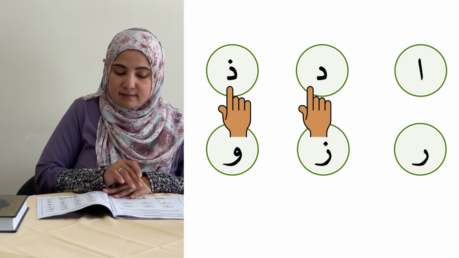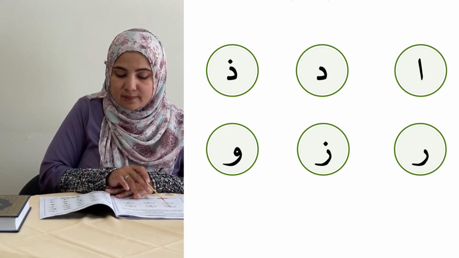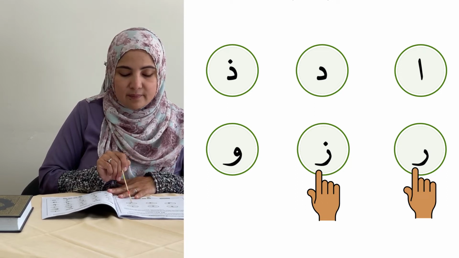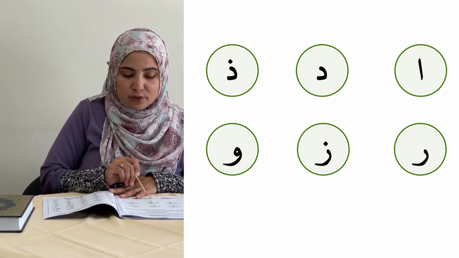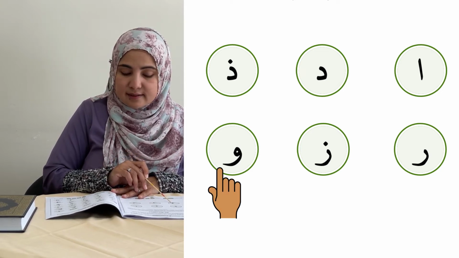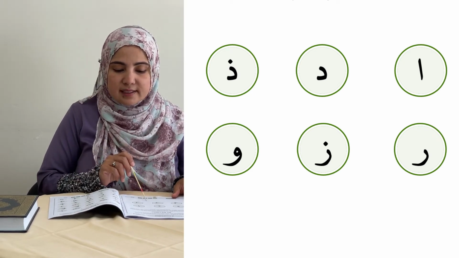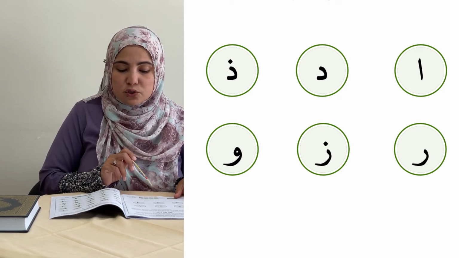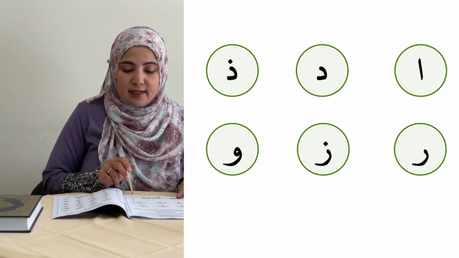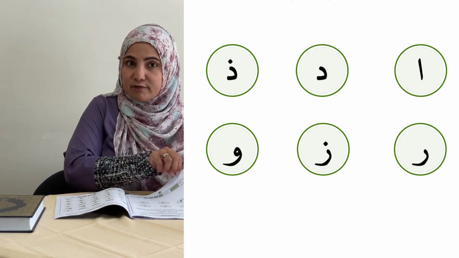Dal and zal look very similar. The only difference is a dot on top of zal. Ra and zay are again very similar, and the only difference is the dot on top. And then waw is quite similar as well, with the slide, just like ra and zay. Now, these letters, when they are in the front, they stand alone, but when there are other letters in front of them, they are joined together. Let's have a look.